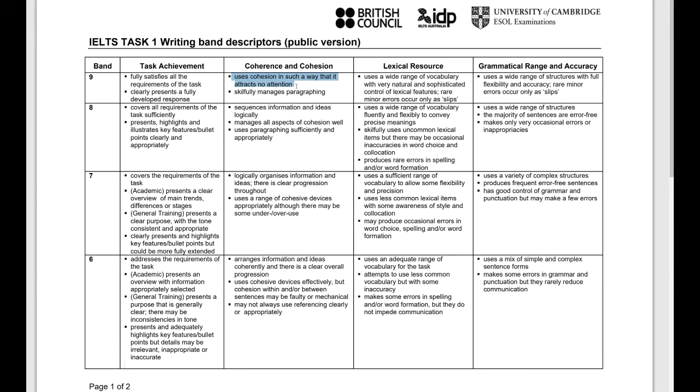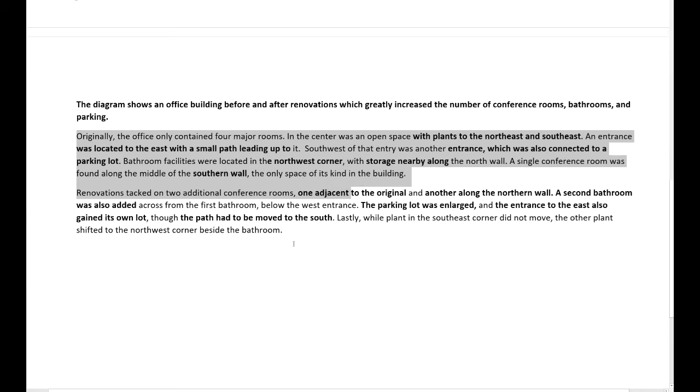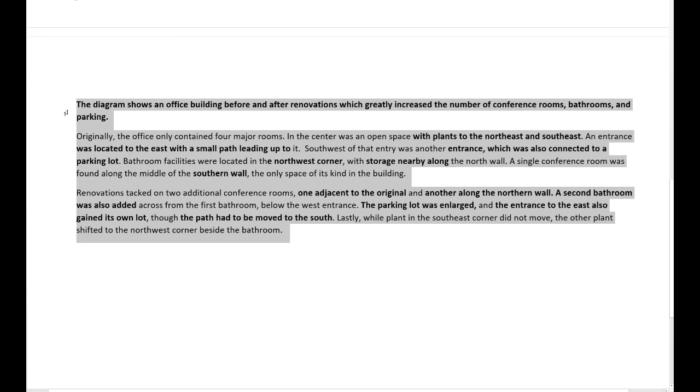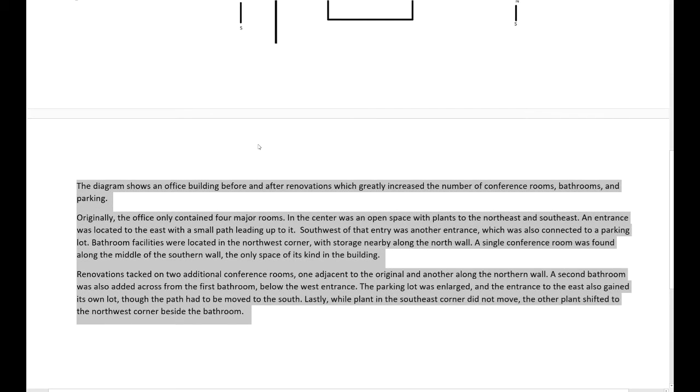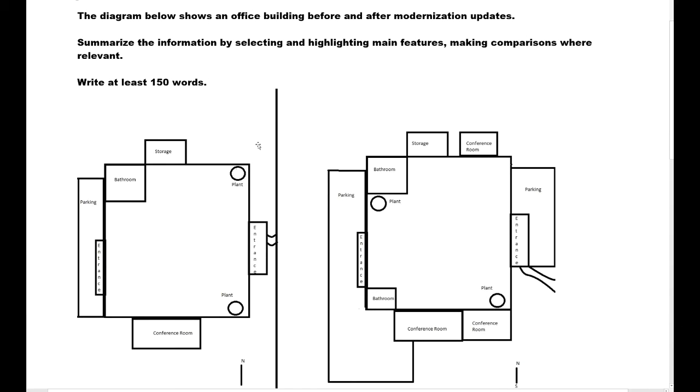Use cohesion in such a way it attracts no attention, and then we need to manage our paragraphing. Well, I think we have the paragraphing, again, similar to what we mentioned. Each paragraph has a clear idea. One paragraph is for the left side, one paragraph is for the right side. That's the first thing I would suggest to you when you get your prompt and you have to answer your question. Decide how you want to organize your paragraphs. I thought it would work best here to do one paragraph for the left side, one paragraph for the right side. I think for a before and after like this is probably the simplest way.